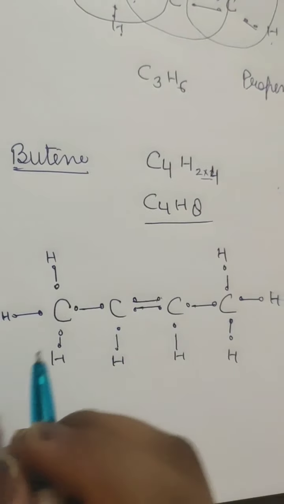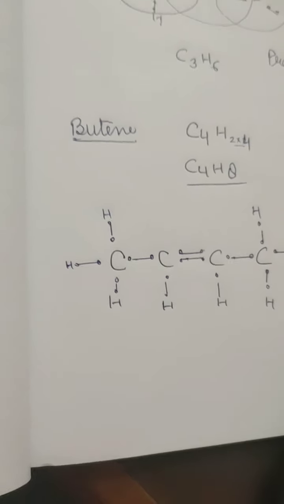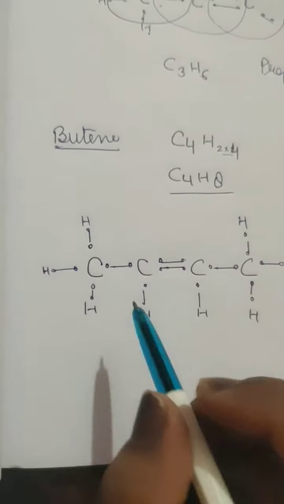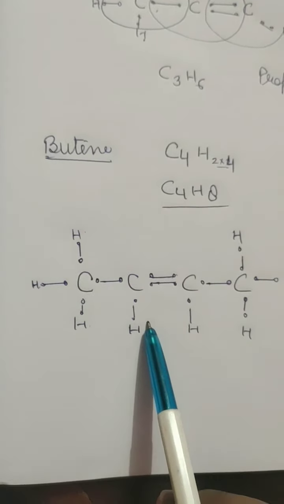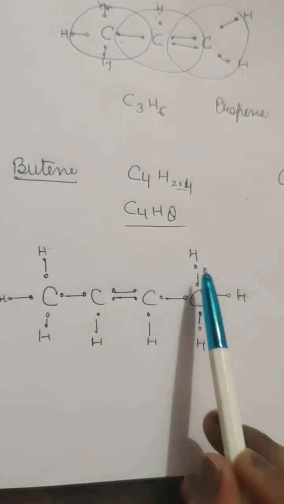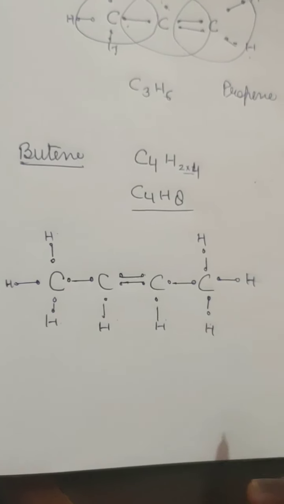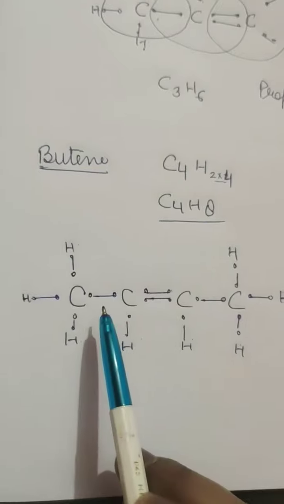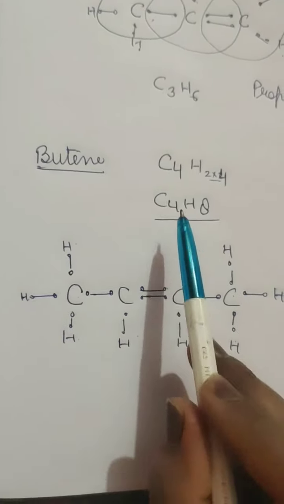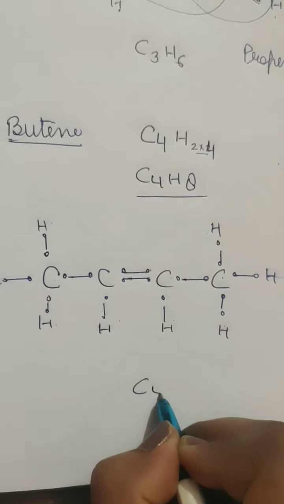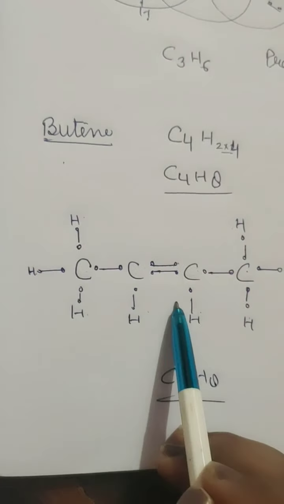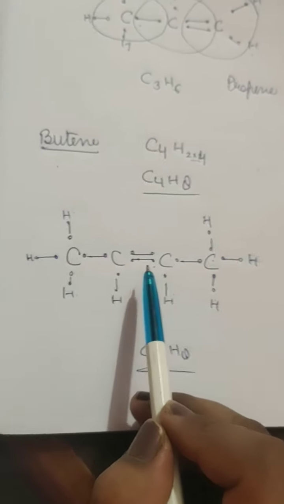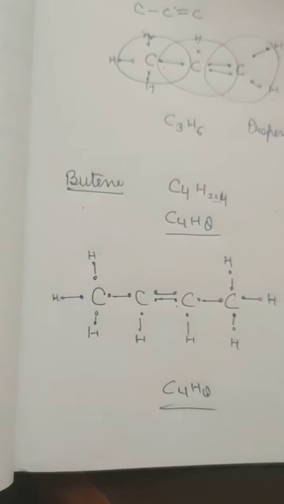Okay, so now this is the structure. If we count here, 1 2 3 4 5 6 7 and 8. So the number of hydrogen atoms is 8 and the number of carbon atoms is 4, 1 2 3 4, and this is the formula, C4H8, which is called butene, because here is a double bond, which is called an unsaturated hydrocarbon. And this will go on like this.